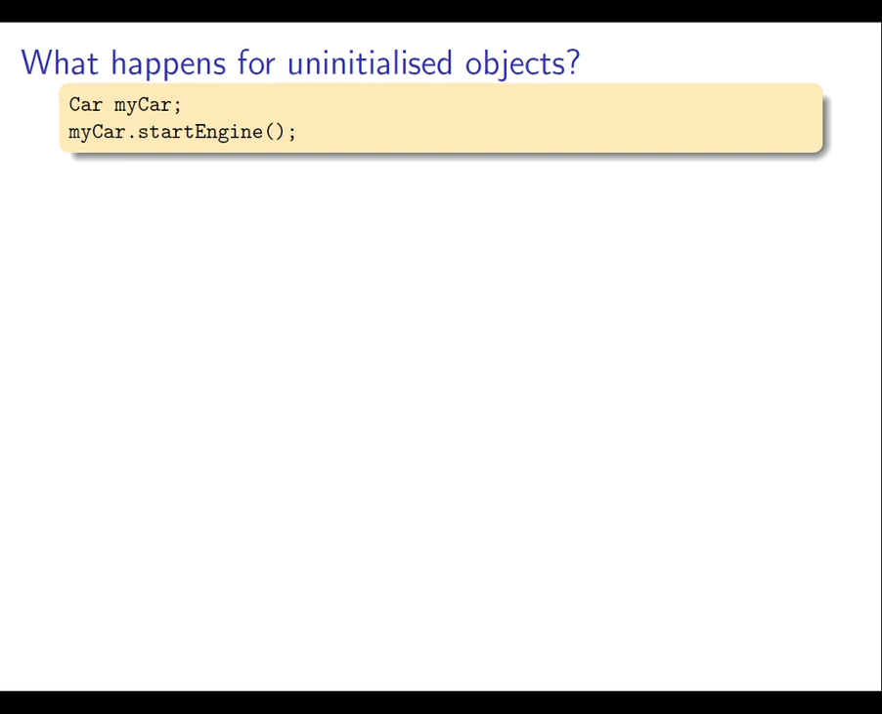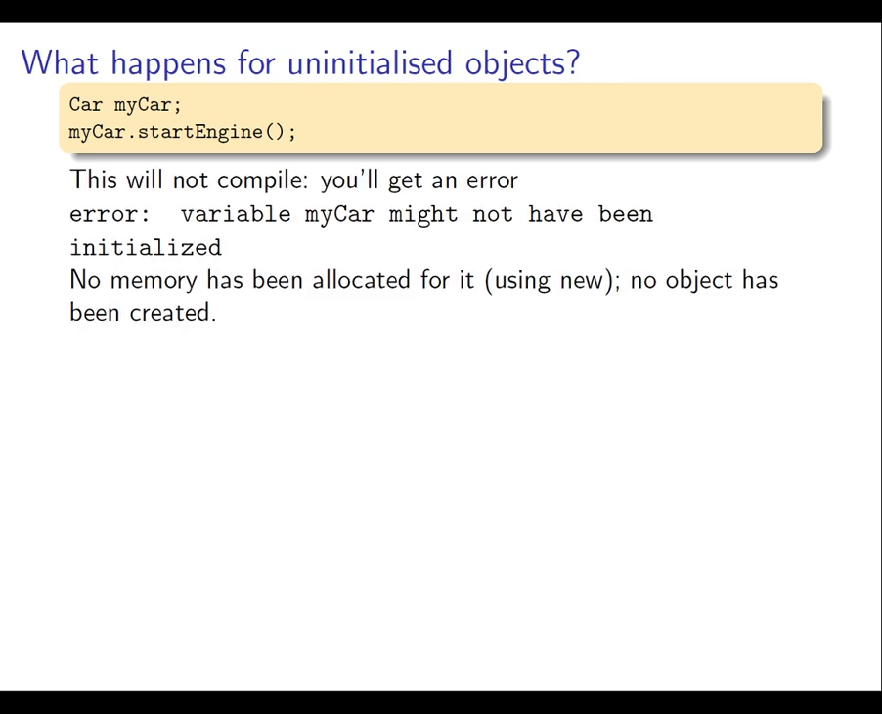What happens if we don't actually initialize our object by using new and a constructor? What happens if we write something like this? We could just go myCar.startEngine. Easy enough to do by mistake. Fortunately, this won't even compile. If you just write code like that, reasonably bare inside a class, you'll get a compiler error along these lines.